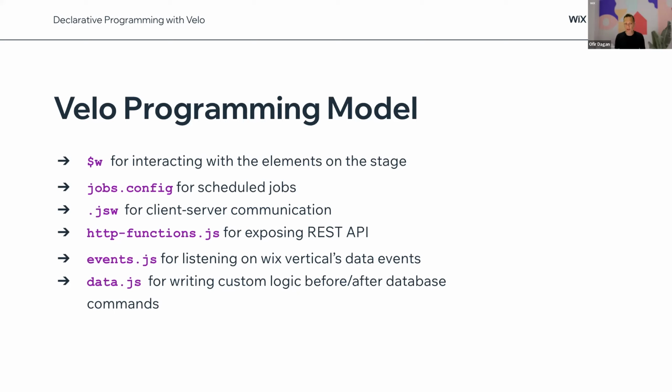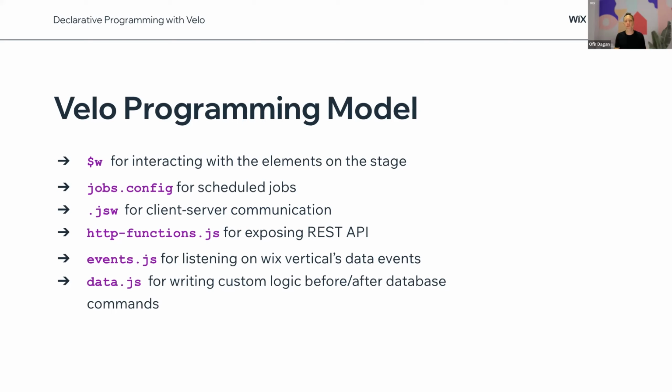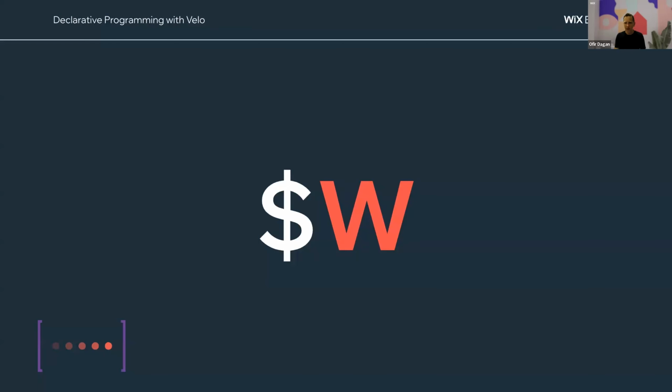And lastly, we have the data.js, which is similar to the events, but for database commands. So for example, you can register your own function to run before an insert happens in a specific collection, or after a record is deleted or updated and such. Today, I want to focus only on the $w part of the Velo programming model. And we will get there in a minute.